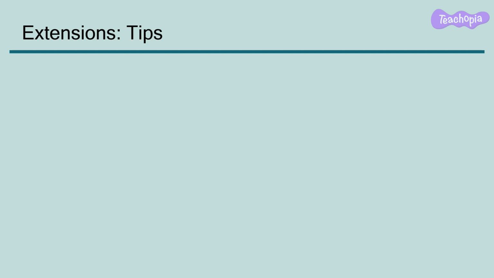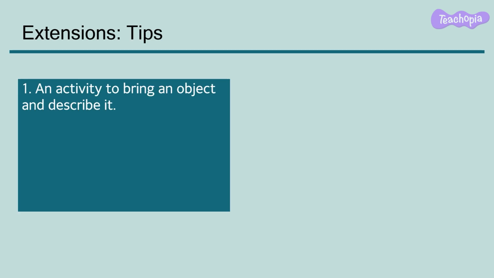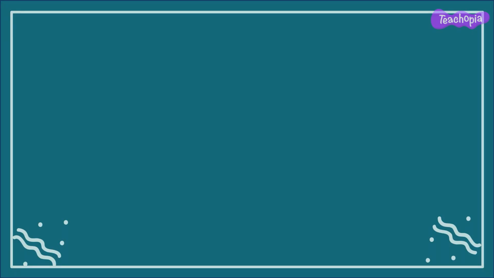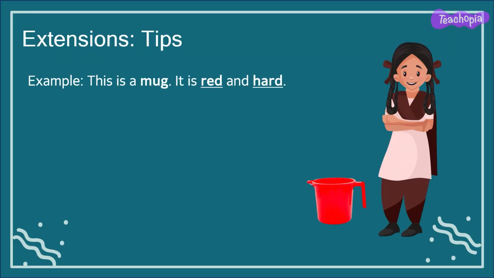Here are some ways we can extend this activity. Once you have introduced the English terminology, ask the children to bring a special object from their home and ask them to describe it for the class using descriptive words in English. Provide them with a template to do this. For example, this is a mug, it is red and hard.